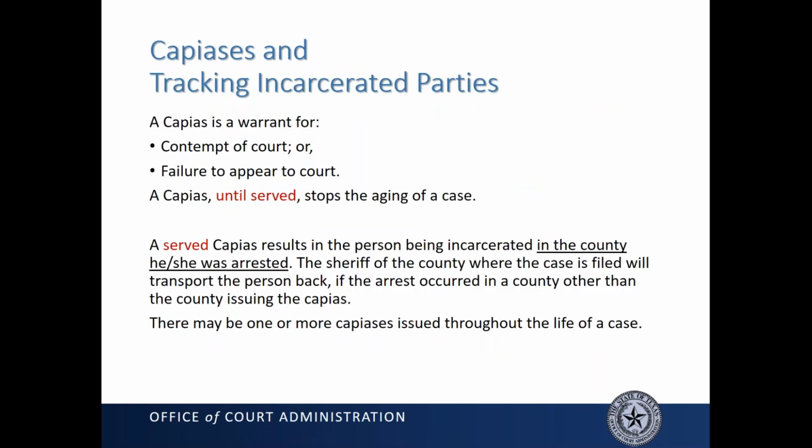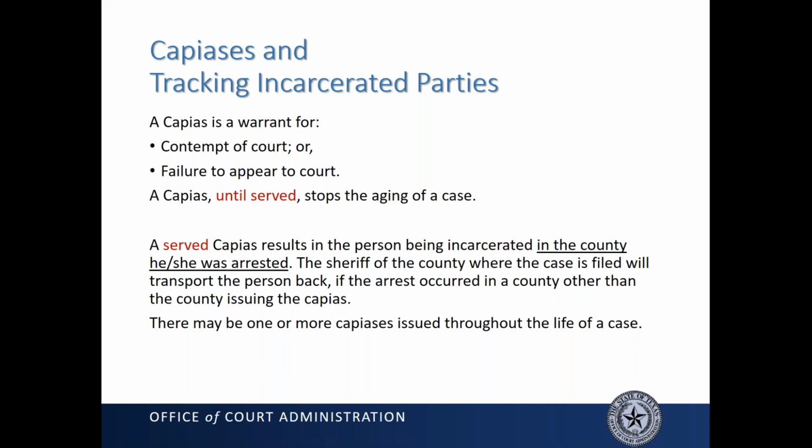So let's go on. Let's talk about the non-custodial parent that didn't show up. So the non-custodial parent has failed to show up, and a capias has been issued. It is a warrant for, remember, contempt of court, failure to appear. Until it is served, the capias stops the aging of the case. The served capias results in the person being incarcerated in the county he or she was arrested.